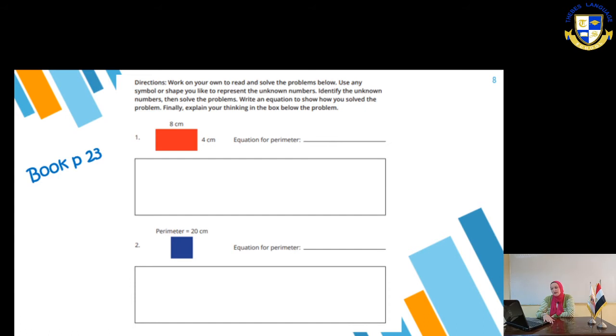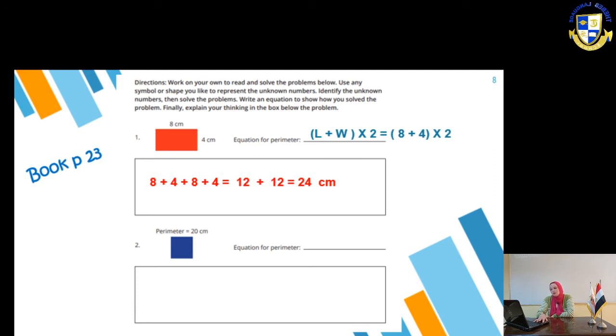We have a rectangle with dimensions 8 and 4. We can make 8 plus 4 plus 8 plus 4. It will be 12 plus 12 equals 24 centimeters. Or we can make the rule length plus width times 2. It will be 8 plus 4 times 2. Okay, so it will be 12 times 2 equals 24 centimeters.